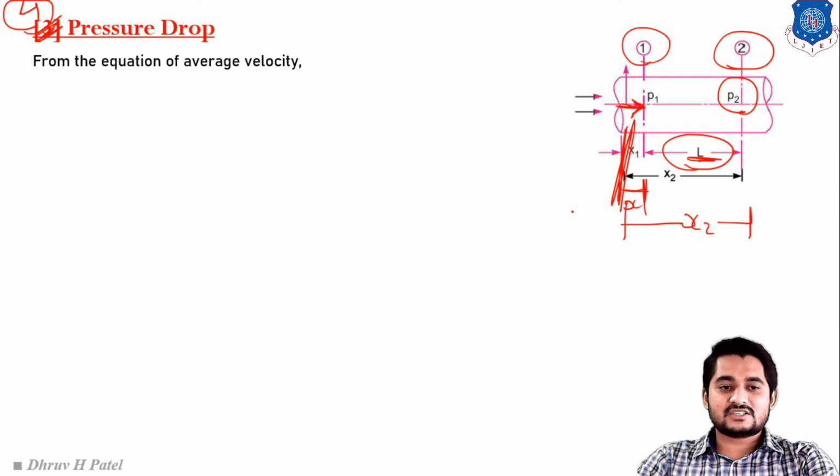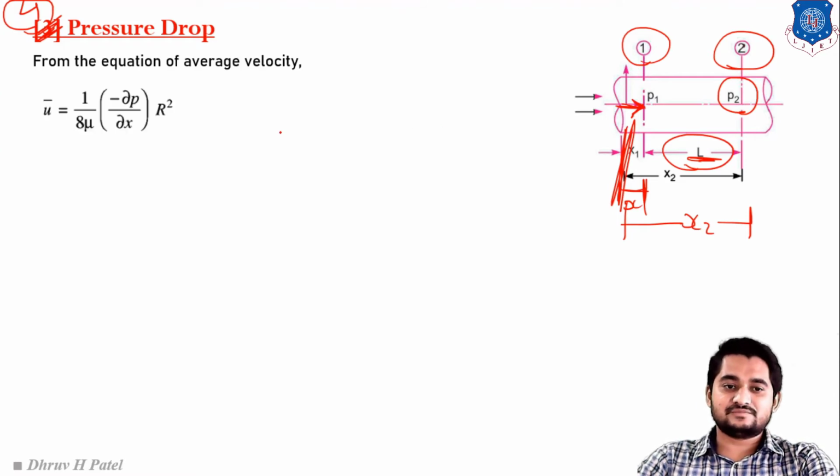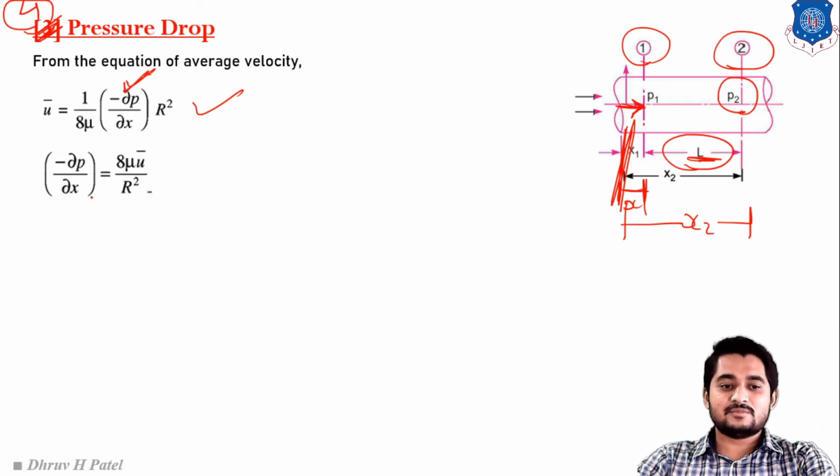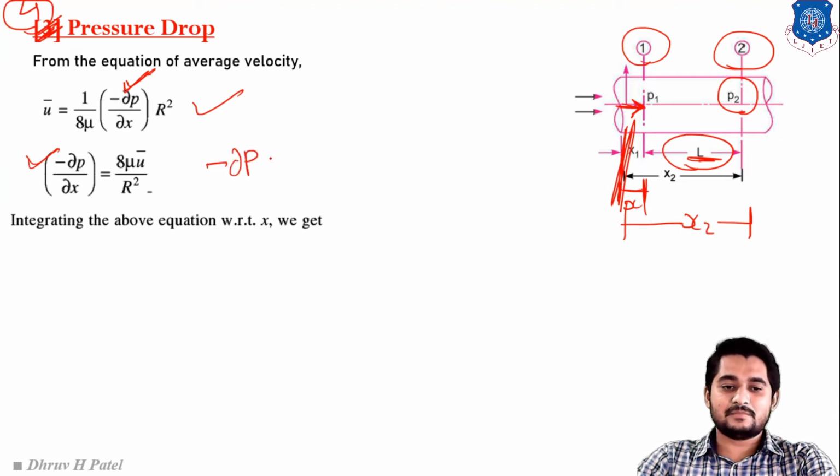Clear students? So let us take the equation of average velocity. U average is equal to 1 by 8 mu, minus del p by del x, capital R square. We have already derived this equation. Now we have to find pressure. So let us make del p by del x the subject. So here minus del p by del x is equal to 8 mu u divided by R square. We have to find the value of del p. So integration of this equation with respect to x. That means here minus del p is equal to 8 mu u bar divided by R square into dx.